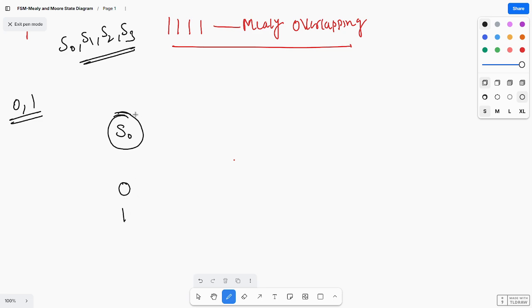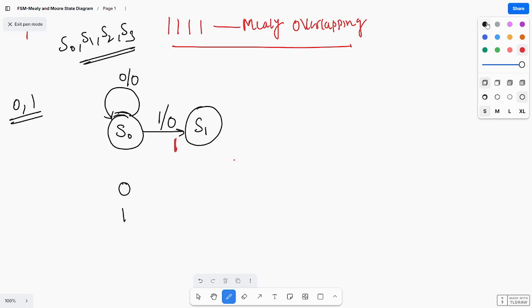If it is 0, it will be in the same state only, and I didn't get the sequence, output is 0 only. If it is 1, it will simply go to the next state. Okay, so S1, the input is 1, and I didn't get the sequence, output is 0 only. Here I got one sequence at S1.